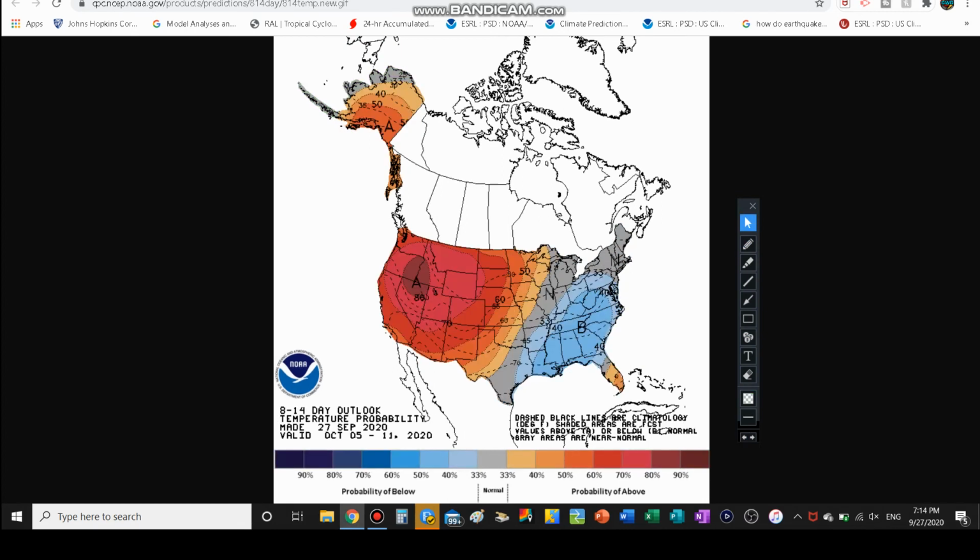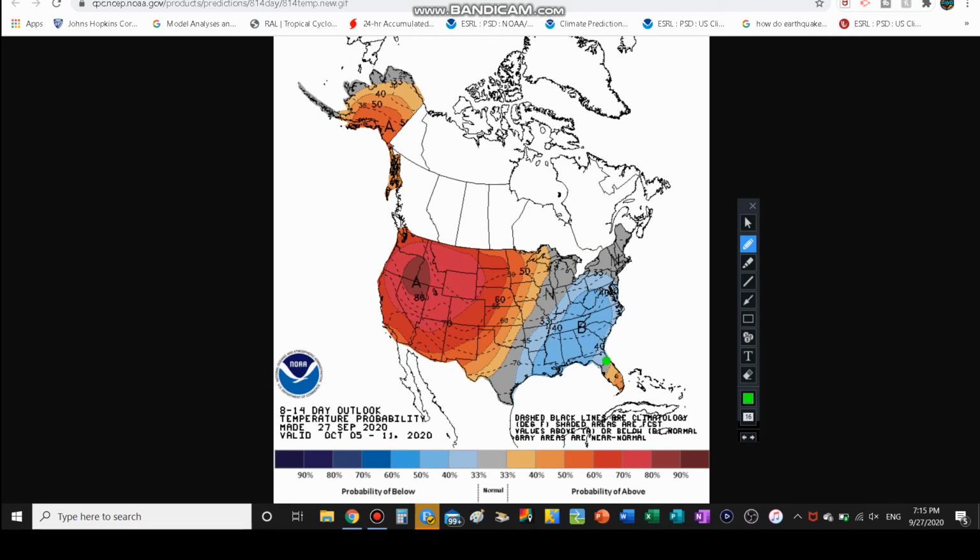Now we take a look at the temperature outlook from October 5th to October 11th. Notice how the warm air takes over parts of the central and western U.S., but in the mid-Atlantic, the southeast, and even the Tennessee Valley, we're still noticing anywhere from 33 to 40, or even closer to 50%, chance of below normal temperatures.